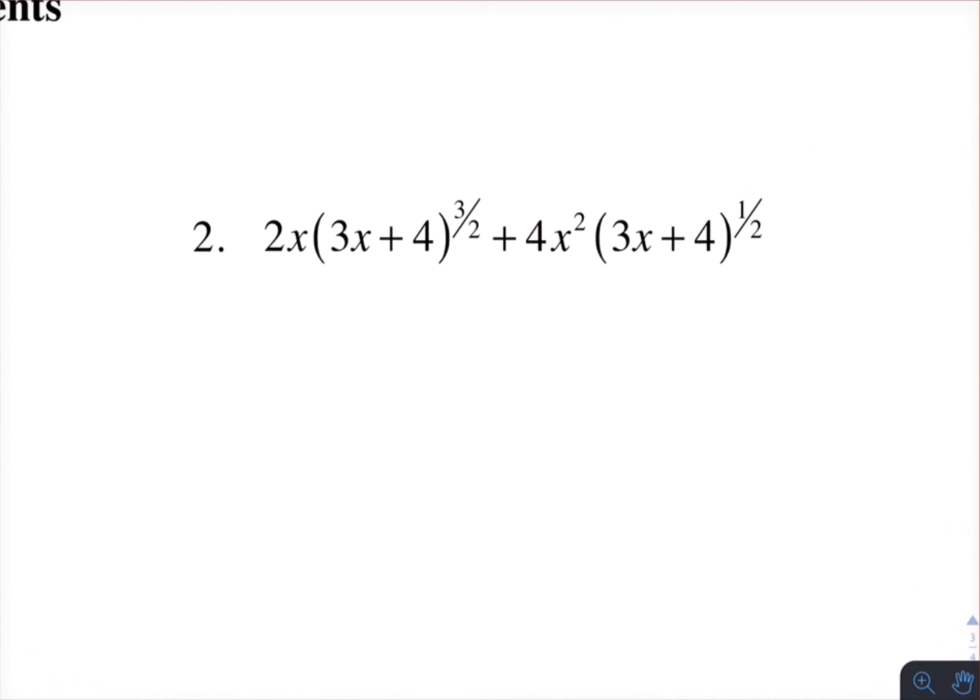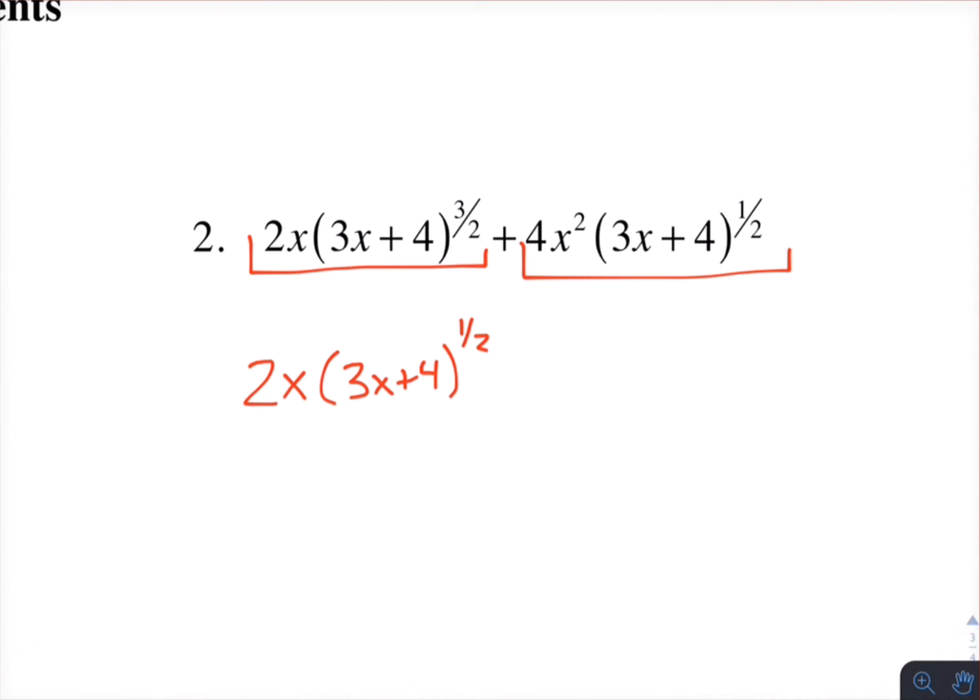Here we have another expression. Essentially just a binomial, right? I have one term here and one term here. They have a 2x in common, so I'm going to pull that out. They also have a 3x plus 4 in common. And as in the previous example, I'm going to use the smallest exponent. So I'll use 1/2, because 1/2 is smaller than 3/2.